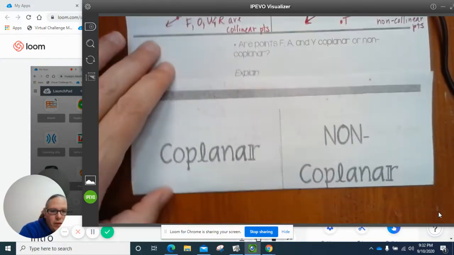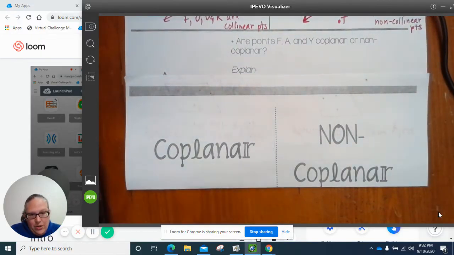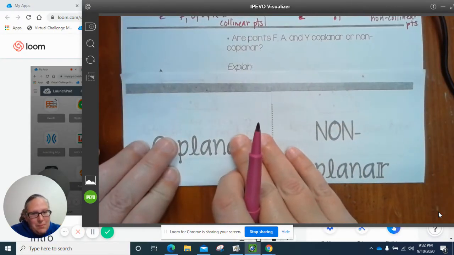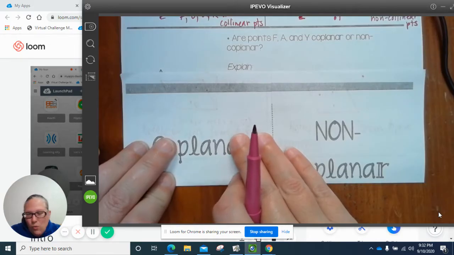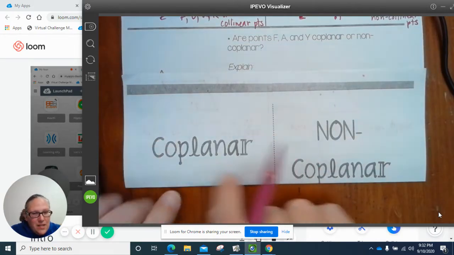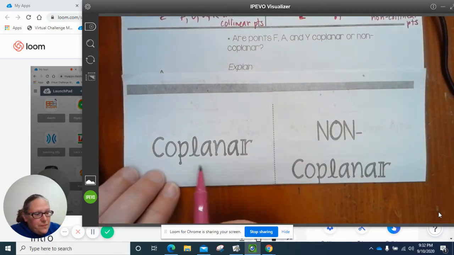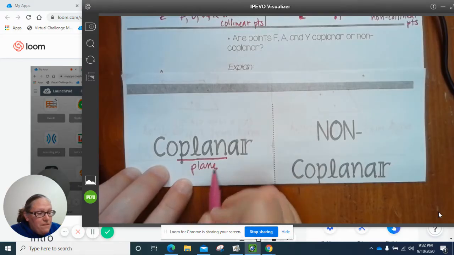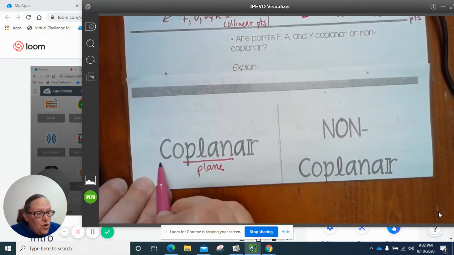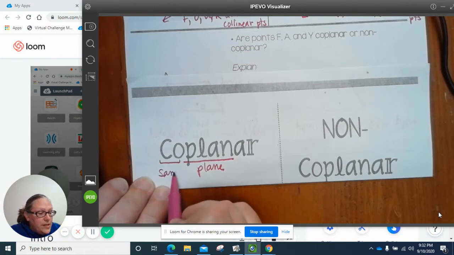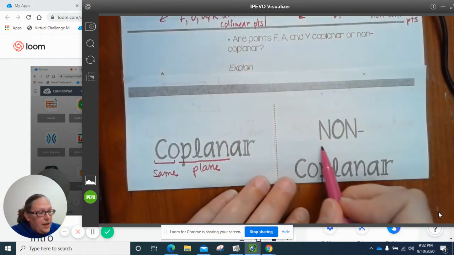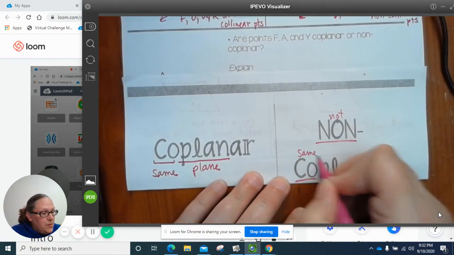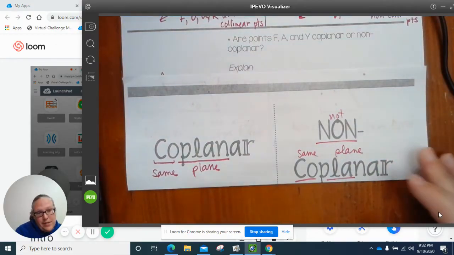Okay. All right. So what do you think coplanar? Coplanar. Okay. Now I know some people see the word plan, but plan doesn't really have anything to do with geometry. What word did we just define that sounds sort of like this? Plan. Instead of plan, it's plane, right? So a flat surface, plane. So coplanar means points that are on the same plane. And non-coplanar will be not same plane. Points that are not on the same plane.